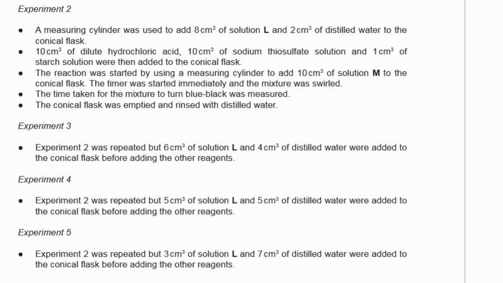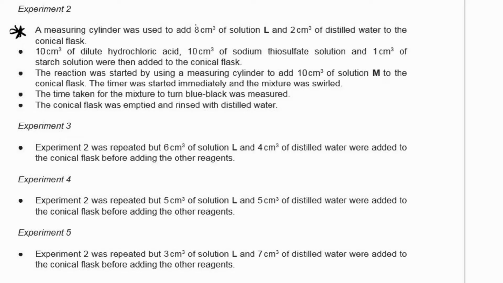The reaction was started by using a measuring cylinder to add 10 centimeters cubed of solution M to the conical flask, and the timer was started immediately, and the mixture was swirled. The time taken for the mixture to turn blue-black was measured, and the conical flask was emptied and rinsed with water. Okay, it sounds like a lot, but everything is exactly the same except the first step.